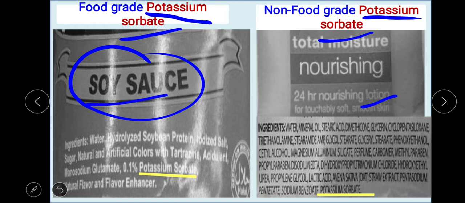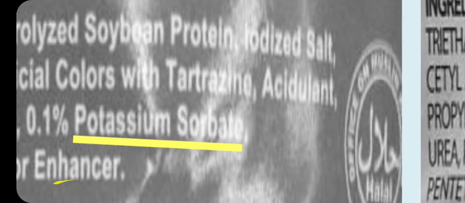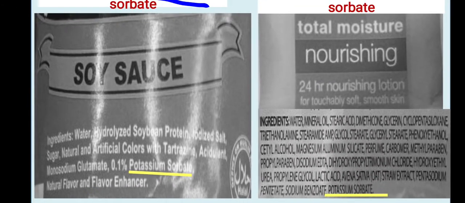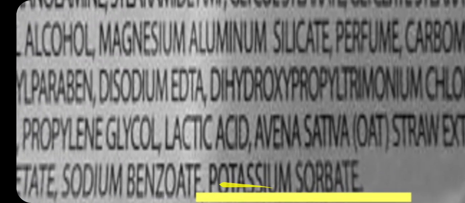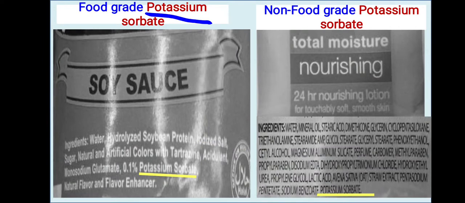On the left, we have soy sauce. On the right, we have lotion. Now, both products have this compound, potassium sorbate. It is underlined with a yellow line here. If you check the ingredients of the two products, we can see that soy sauce has potassium sorbate, while lotion also has potassium sorbate. Now, you need to find the difference between the two.